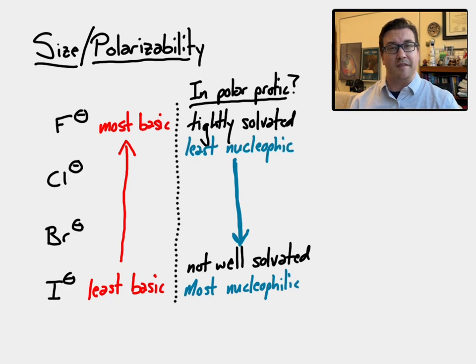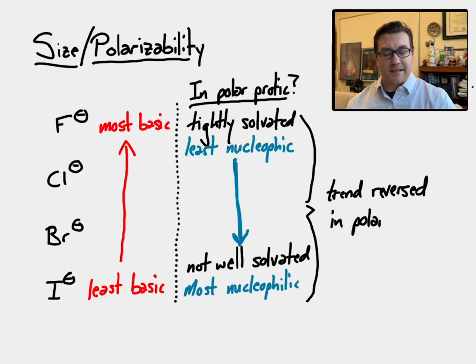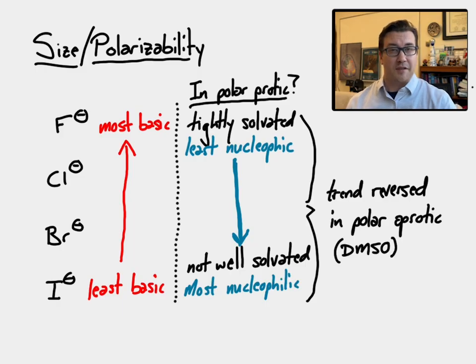Sulfur is more nucleophilic in aqueous environments, and that's often when we talk about biological settings where sulfur is found. Fluoride, on the other hand, is tightly solvated by the solvent around it, and as a result, it ends up not being very nucleophilic because it can't break free from its solvent cage. Now, when we move these same anions into a polar aprotic solvent, for example DMSO, the trend is actually reversed. The trend now follows this understanding of being most basic and most nucleophilic, and least basic and least nucleophilic, again in the context of DMSO.